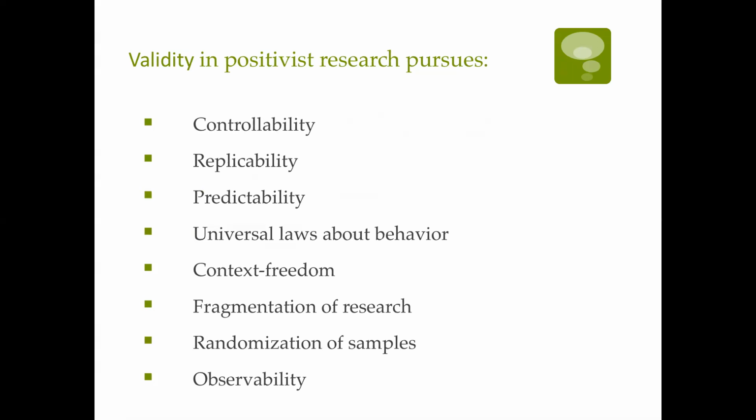So validity looks very different for positivist research than it does for qualitative and more naturalistic types of research. For example, you get higher validity in a study if you have a control group and an experimental group in this type of research. You want your research to be replicable, and replicable means that you get the same results by doing the same thing.